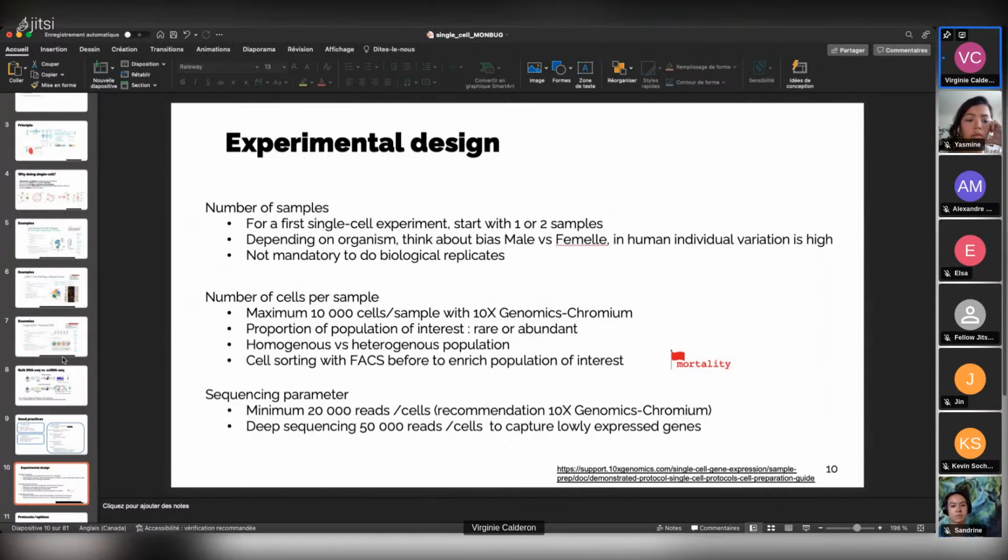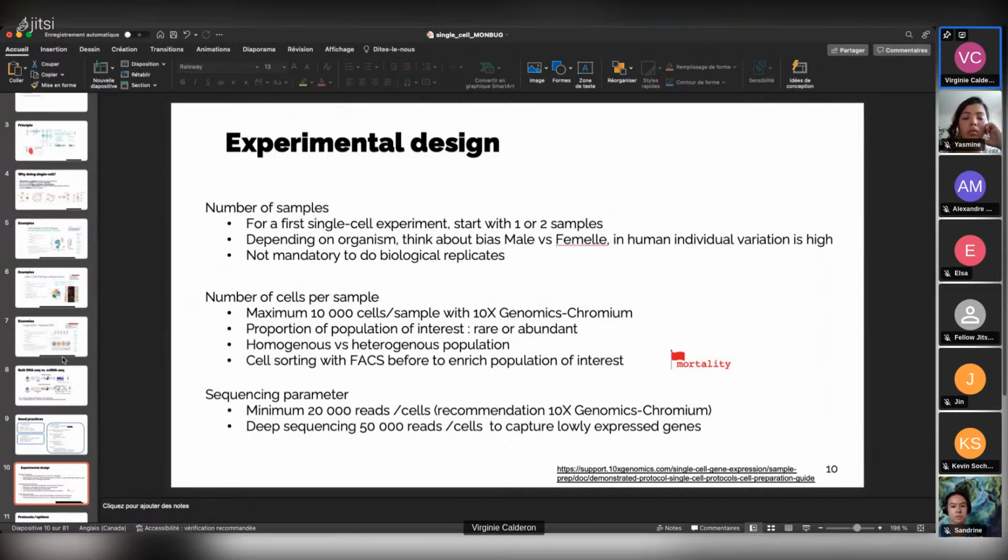I have seen a lot of people doing this, and at the end the cells are dead, or the count was not right, or the sorting was done really badly. So you do not start this type of experiment with 5 samples, okay? You start small, and then when the protocol is working, you can do more and more samples. So this is 1 or 2 samples.